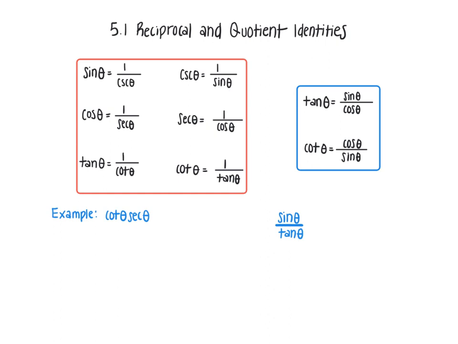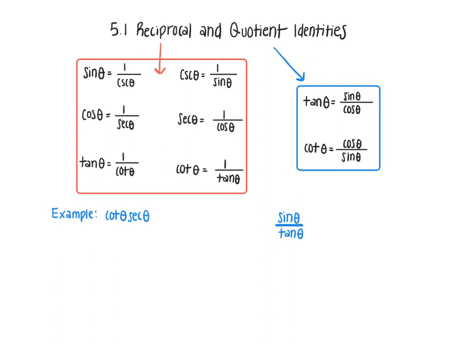So to begin with, we have our reciprocal identities, which are in the red box. And then we have our quotient identities, which are in the blue box. So thinking back to geometry and even algebra 2, we're very familiar with these relationships. We know that sine is equal to 1 over cosecant. We know that cosine is equal to 1 over secant. And we know that tangent is equal to 1 over cotangent. So of course, the opposite would also be true.